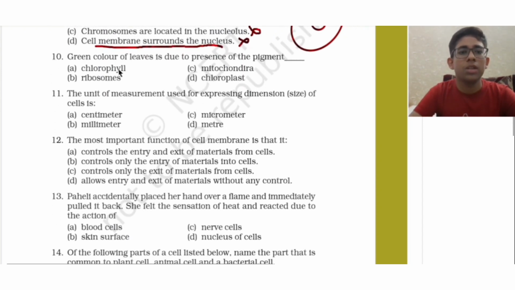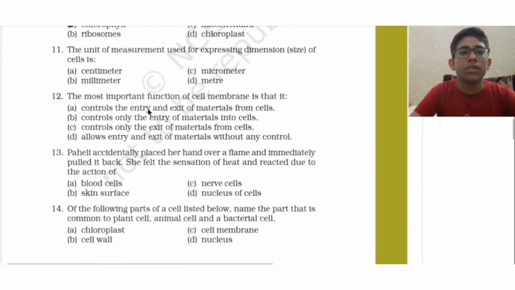Moving to the next question, green color of leaves is due to presence of the pigment. Now we have to tell the name of the pigment. We know that the pigment's name is chlorophyll, that is stored in the chloroplast. So the correct option is chlorophyll without any doubt.